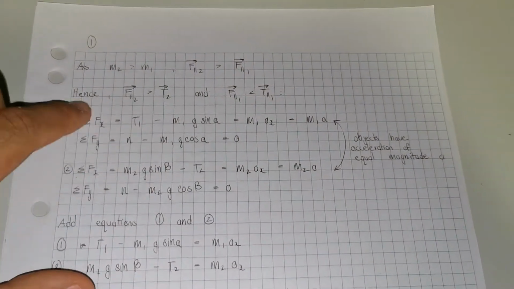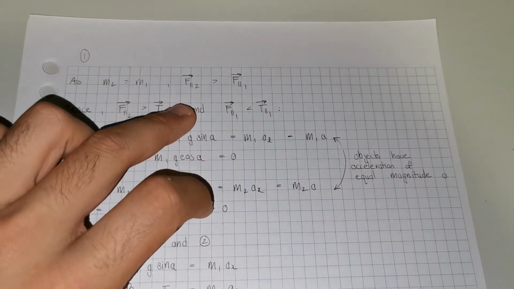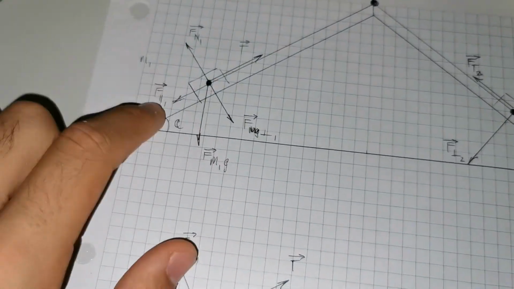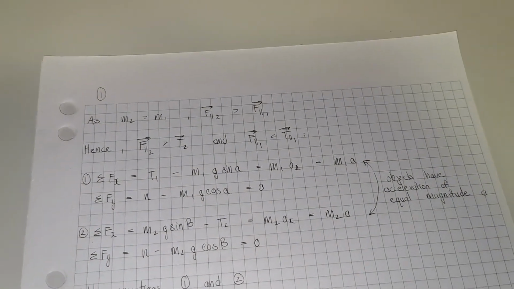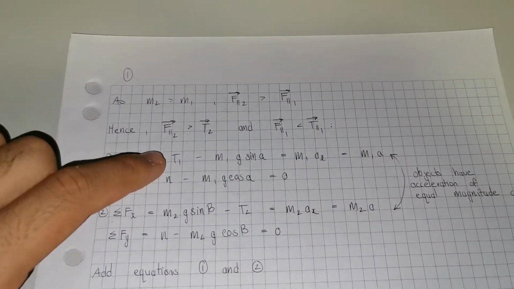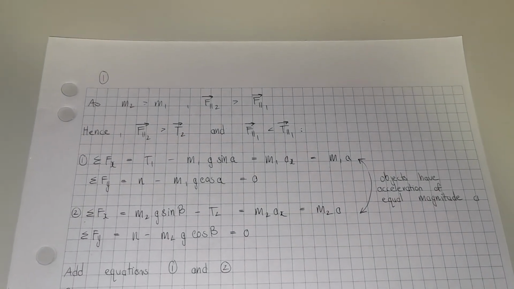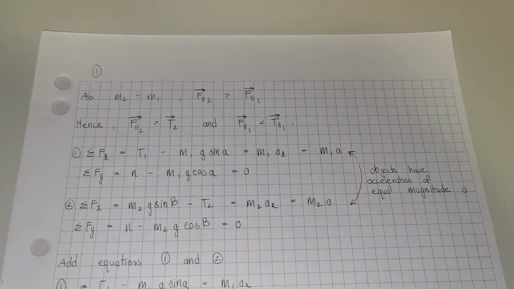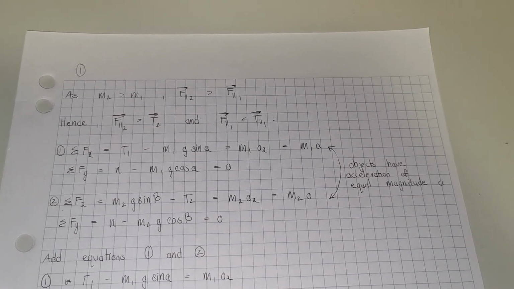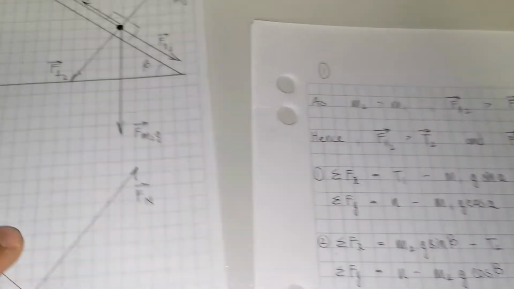So here it says, as mass 2 is greater than mass 1, the force acting parallel to the inclined plane, so again that force here and that force here, will be greater for mass 2 than it is for mass 1. And because of that, the force acting parallel to the inclined plane for mass 2 will be greater than the actual tension force acting on the object. The opposite is also true for mass 1, where the tension force will be greater than the force acting parallel to the inclined plane, and we can see that here.